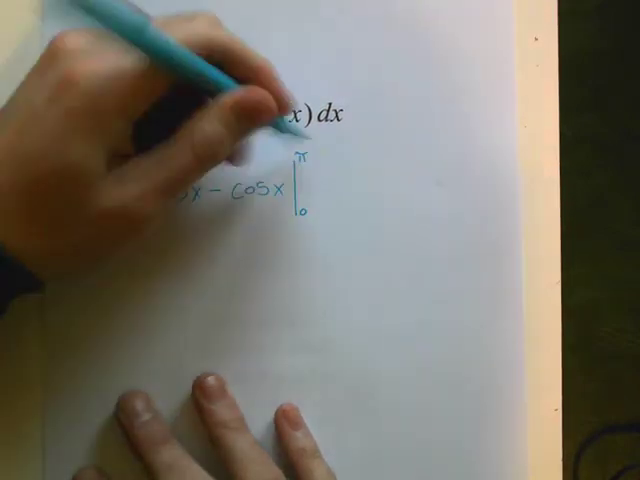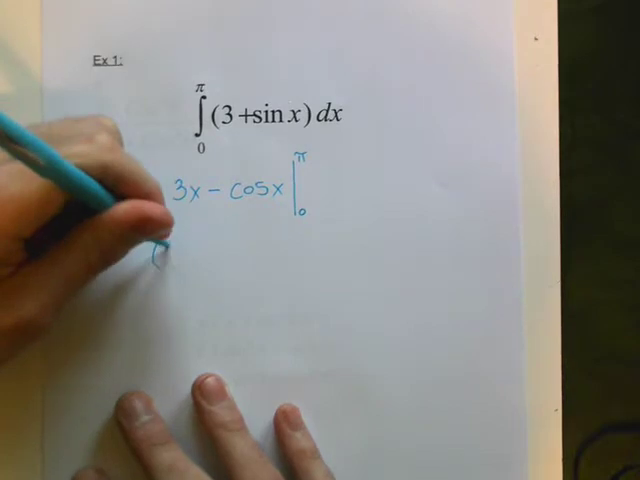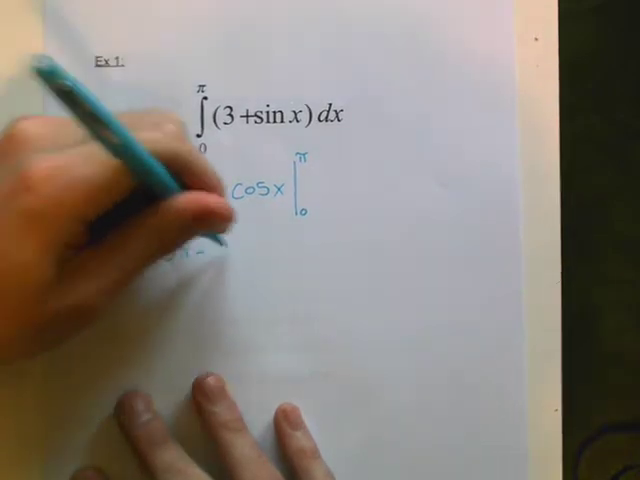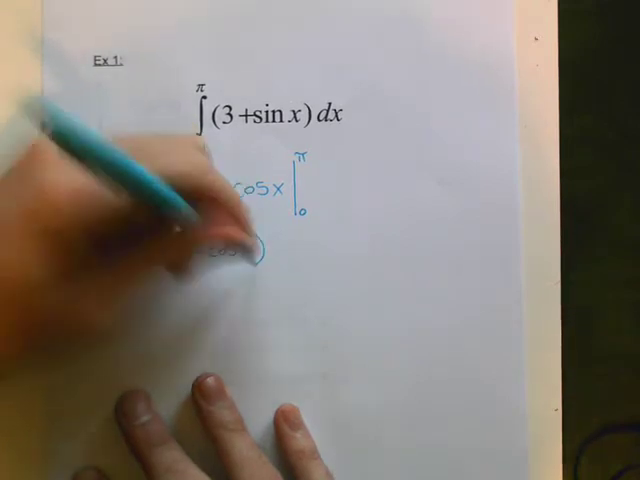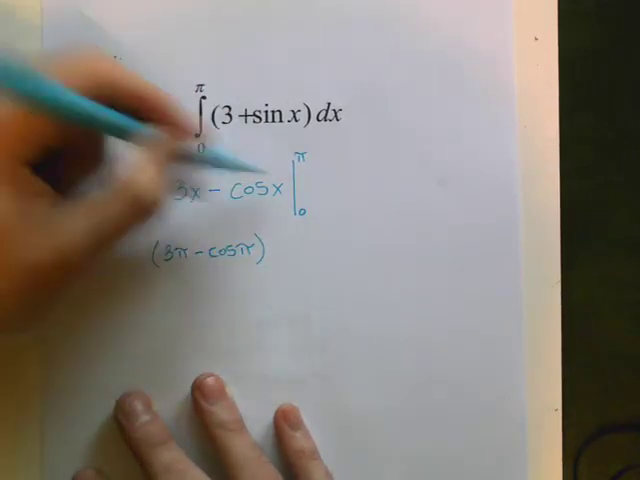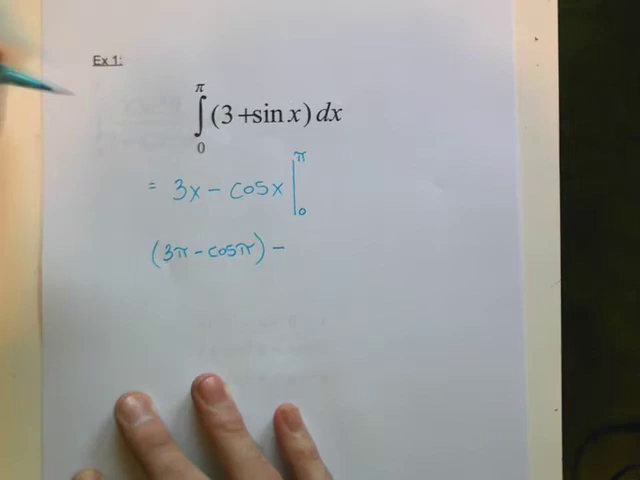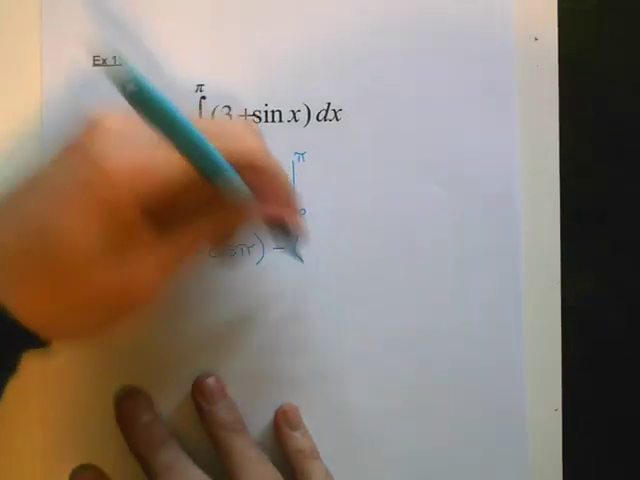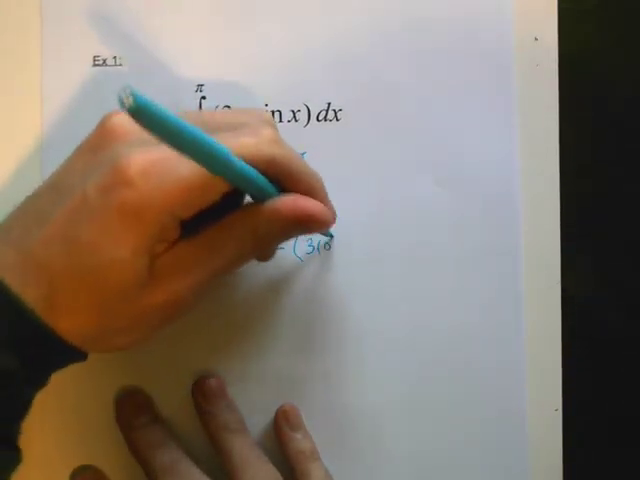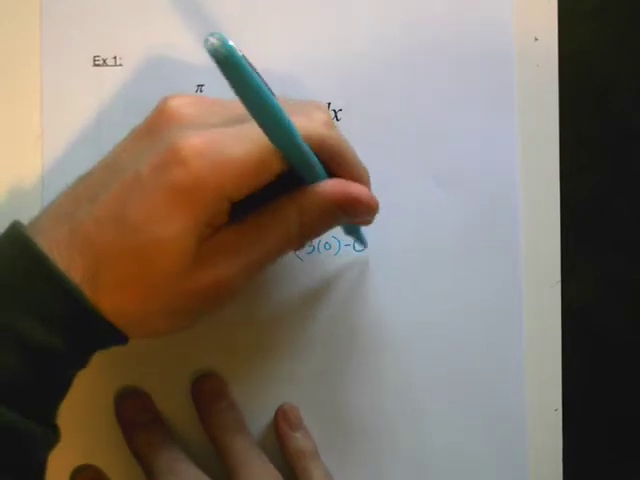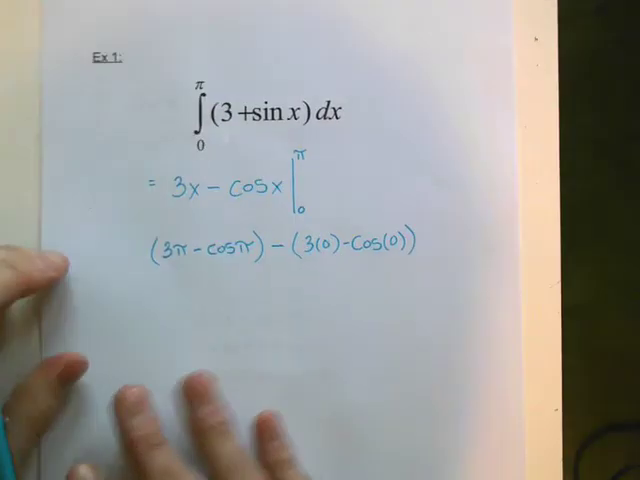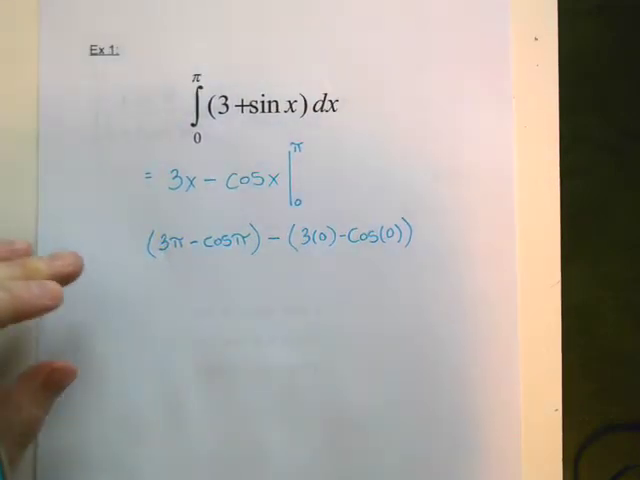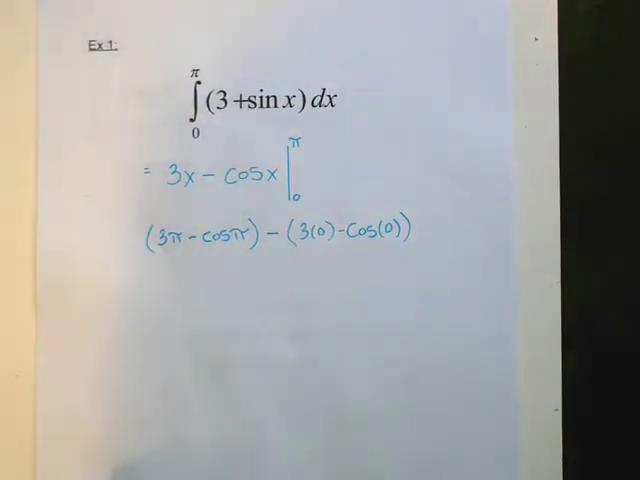So for pi, I'm going to say 3 pi minus cosine pi. Okay, so that takes care of pi. I plugged it into both of these. Minus, now I need to go to 0. So I'm going to say 3 times 0 minus cosine 0. So I plugged in my pi, plugged in my 0, and I'm subtracting the two and see what I get.